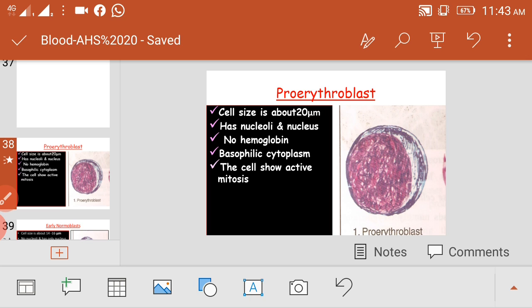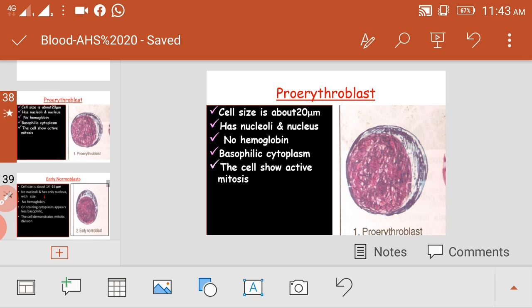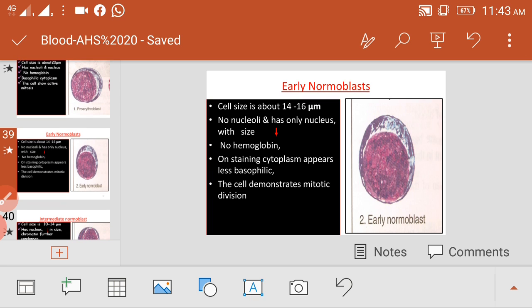Basophilic stain. There is acidic stain and basophilic stain. The basophilic stain shows the active mitosis; that is the proerythroblast. From the proerythroblast, it is going to form an early normoblast.